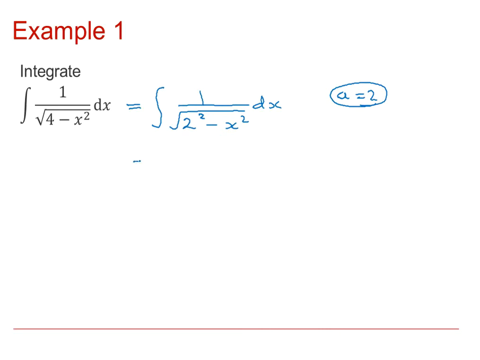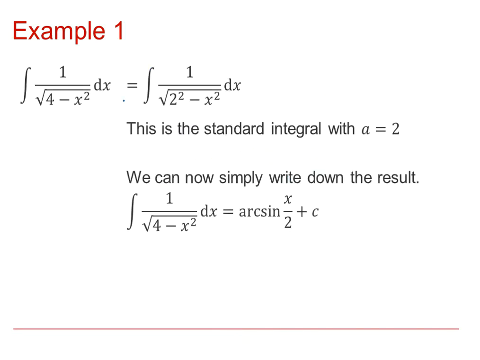So using the standard result, I can now write this straight off as arcsin x over 2. Remember, a is 2, and don't forget the plus c for your constant of integration. The thing to remember here is that the simple rewrite, writing 4 as 2 squared and identifying the value of a, will help you when you come to do the integral and use the formula that we've previously seen.